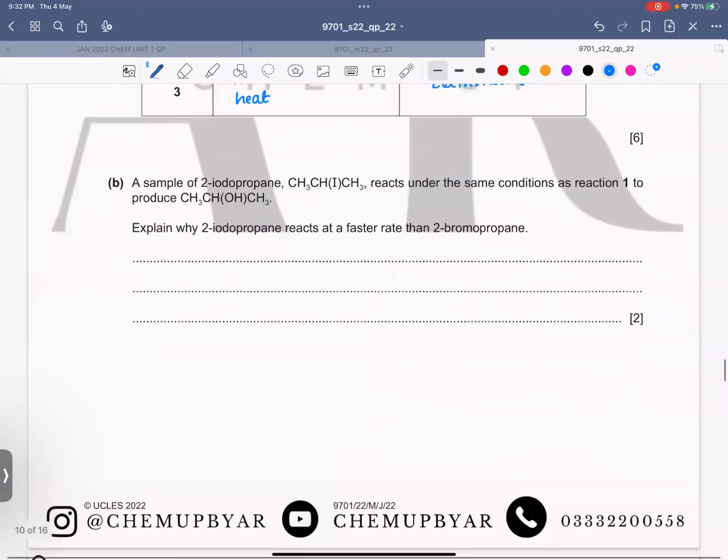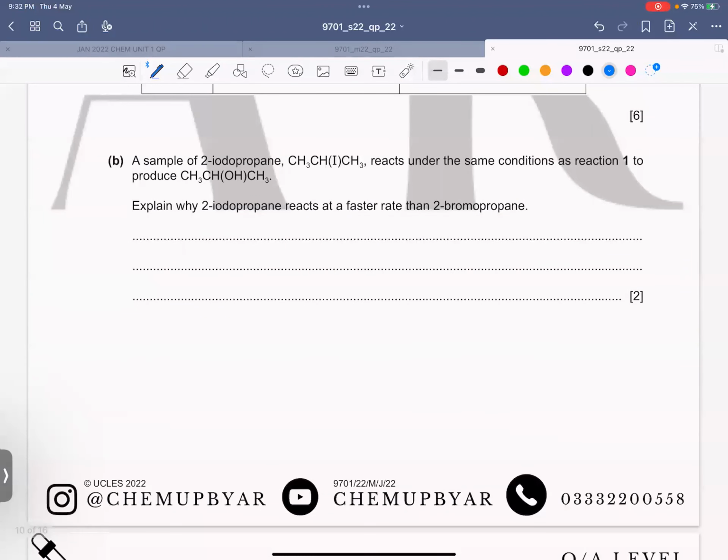Now, have a look at this part. A sample of 2-iodopropane reacts under the same conditions as reaction 1 to produce this. Explain why 2-iodopropane reacts at a faster rate than 2-bromopropane. Yes, can anybody suggest the answer?